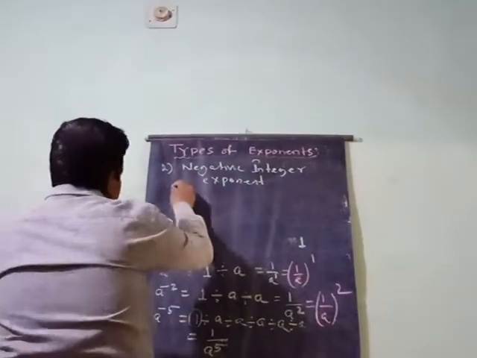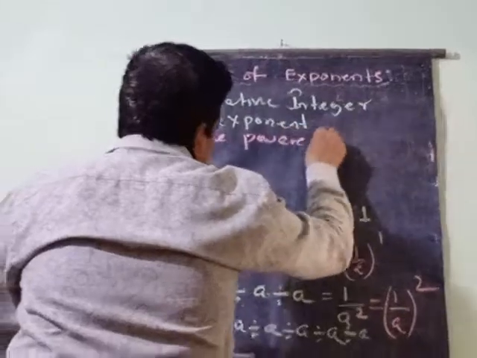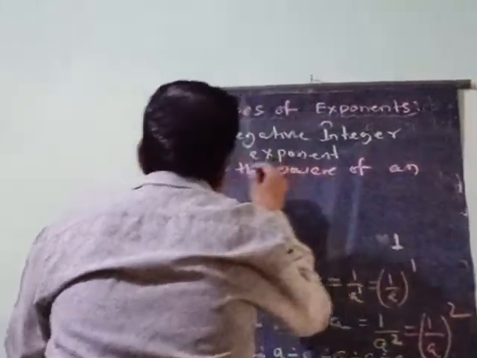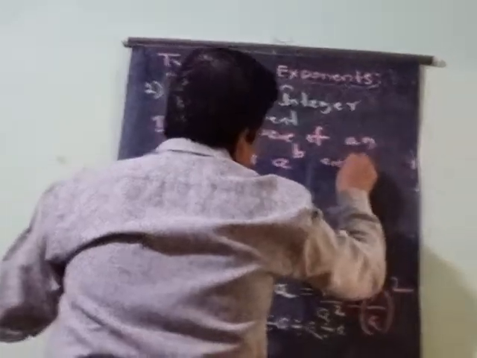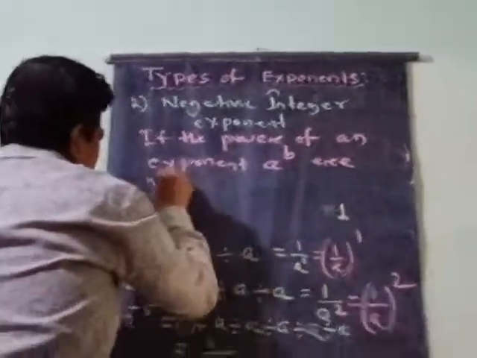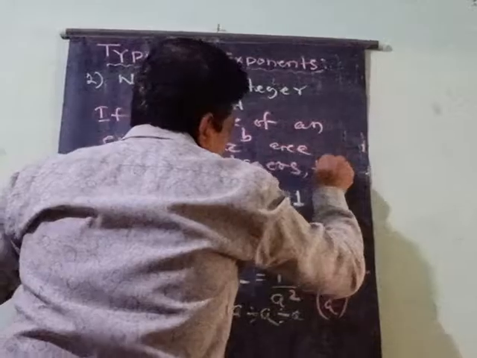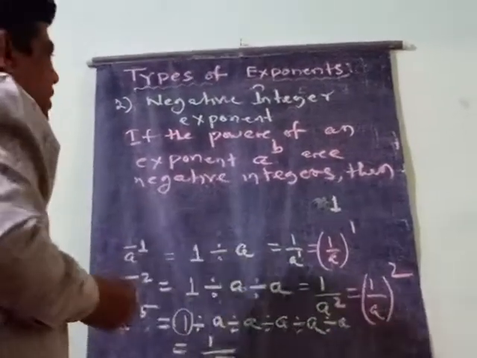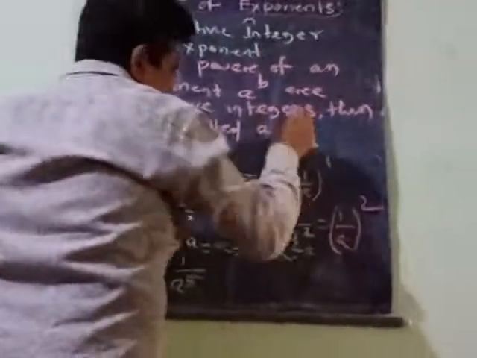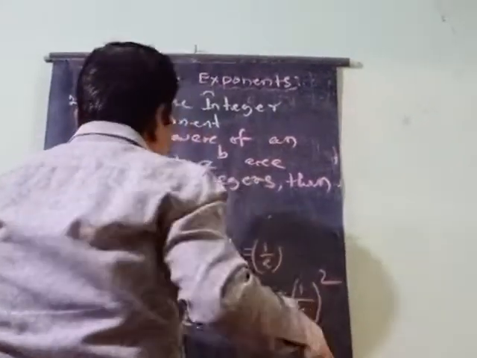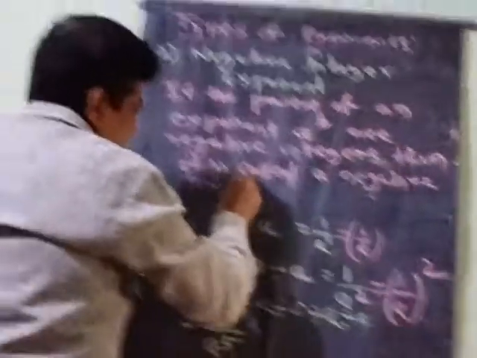Can you define it? So in a to the power b, if the power of the exponent is a negative integer, then it is called a negative integer exponent, or negative exponent.